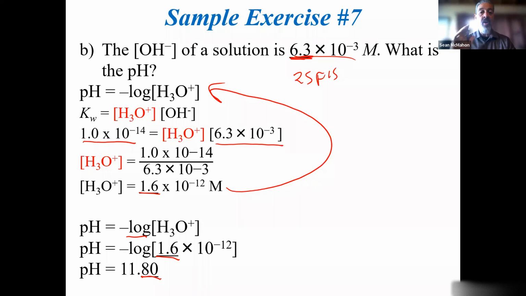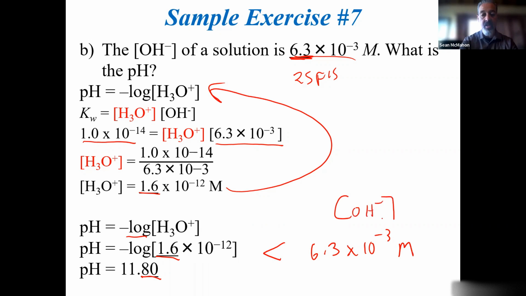This makes sense. Why does this make sense? Because 1.6 times 10 to the minus 12 is less than 6.3 times 10 to the minus 3 molar. That was our hydroxide concentration. So that means the hydroxide is a greater concentration. So this is basic, and 11.80 is basic because it's between 7 and 14. It's almost a strong base, right? Because it would be a strong base if it was 12 to 14.